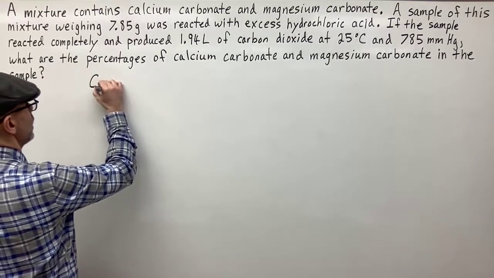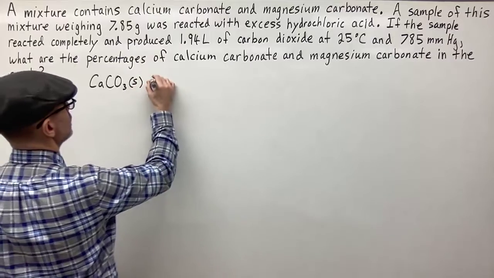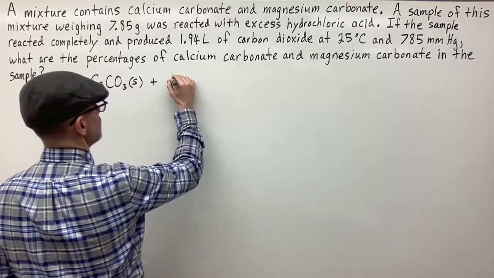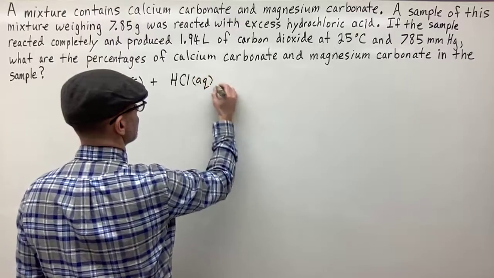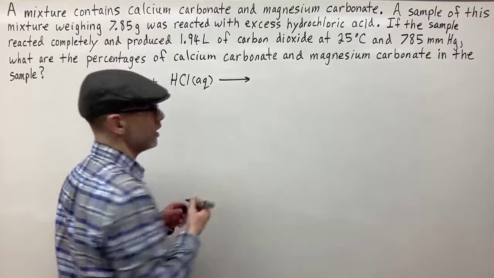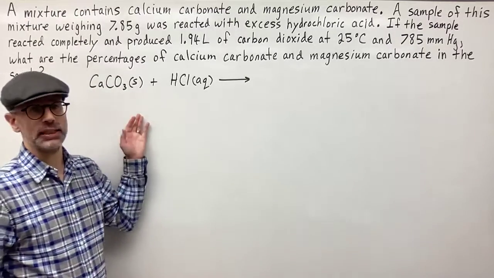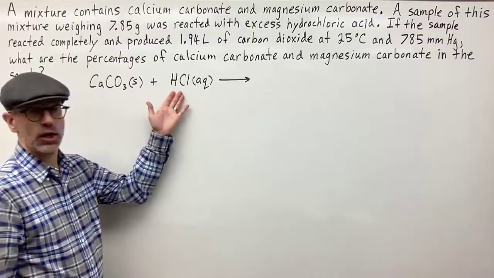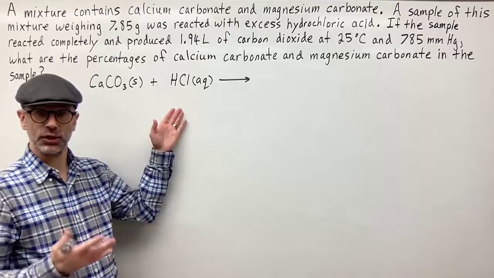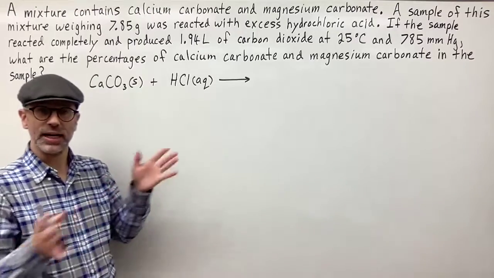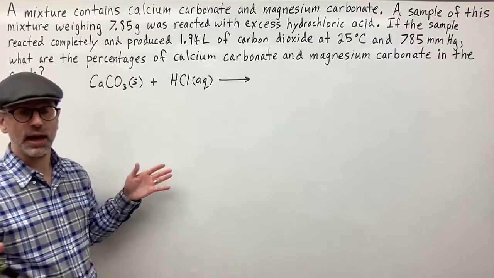So we have CaCO3 solid plus HCl aqueous. And we need to think about the products. Now, right away, you want to think about what kind of reaction we are dealing with here. We have HCl that can ionize into ions, even though it's a molecular substance, since it's aqueous. And here we have an ionic substance, which is going to dissociate into ions, right?